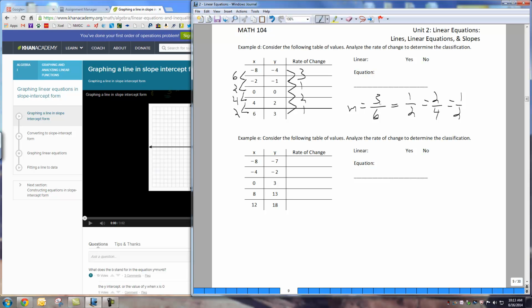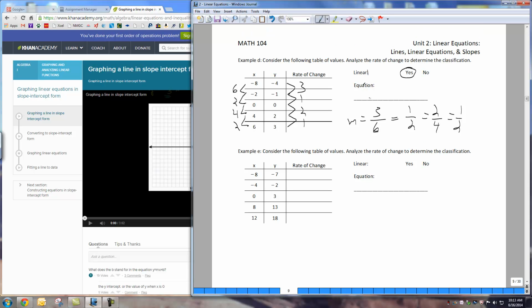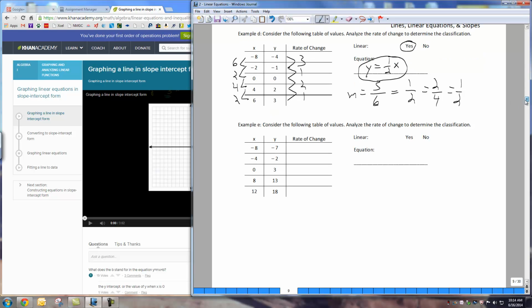Notice that even though these fractions aren't the same values, they are all equal. They're all equal to 1/2. Rise of 1 over run of 2. So this is most definitely linear. So y equals 1/2 x. And my y-intercept is 0. When x is 0, y is 0. So b is 0, so that is the equation of my line. And I'll leave these other examples up for you guys to try.